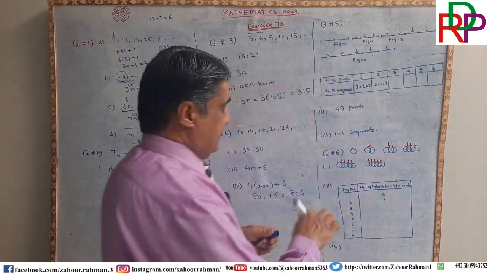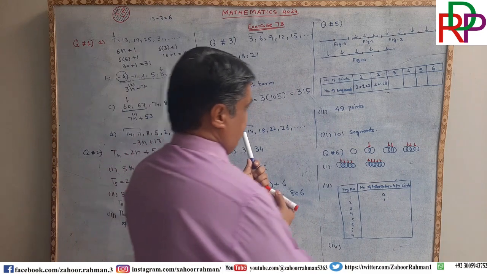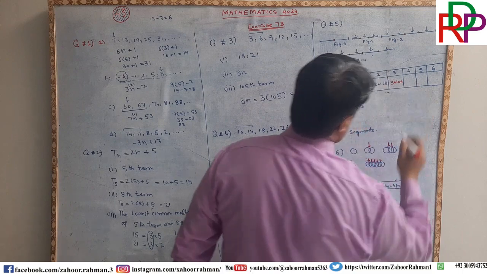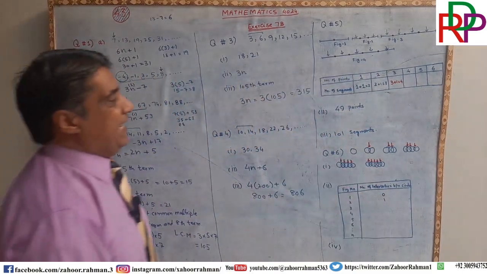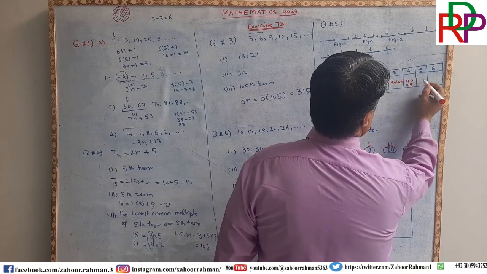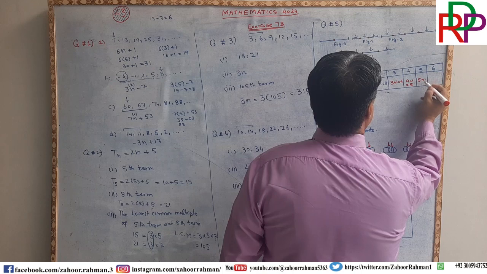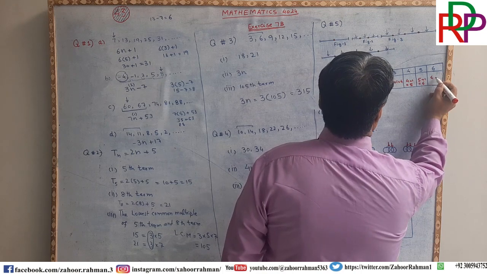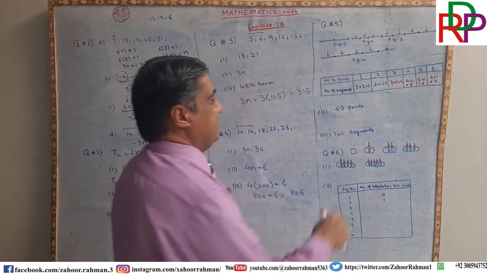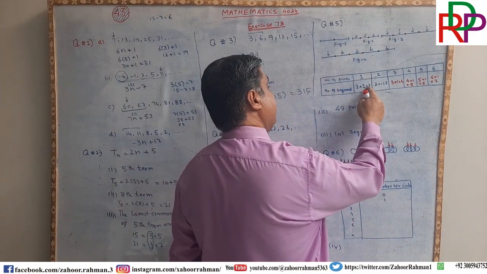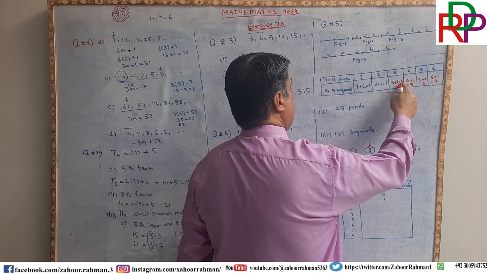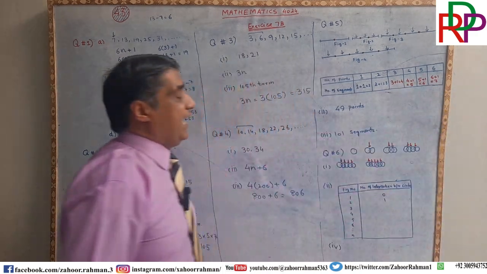Now what will be the third one? Keeping in mind, easy. 3 plus 1, which is equal to 4. And here 4 plus 1, which is equal to 5. 5 plus 1, which is equal to 6. 6 plus 1, which is equal to 7. Now you can see that if there is 1 point, you are getting 2 segments. If there are 2 points, you are getting 3 segments. If there are 3 points, you are getting 4 segments, and so on.